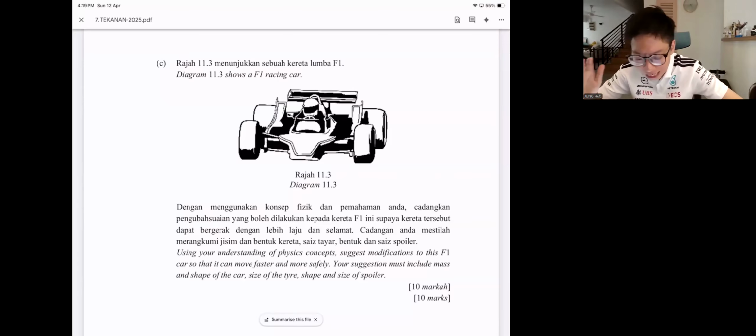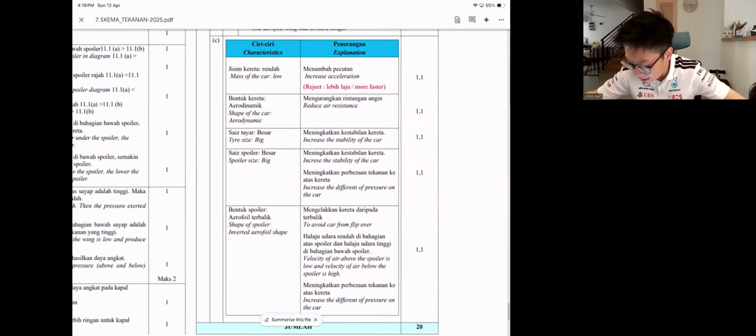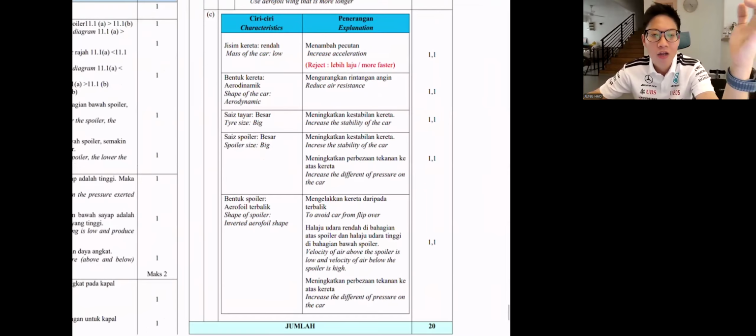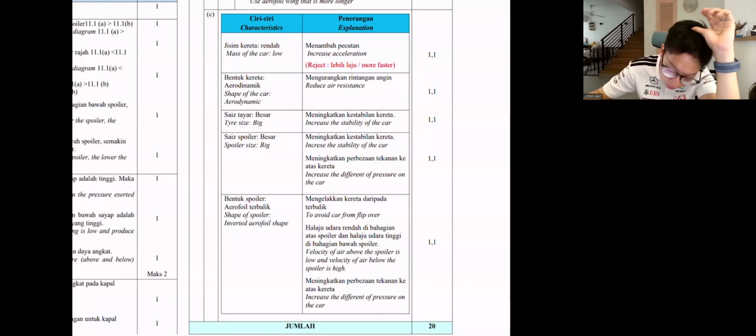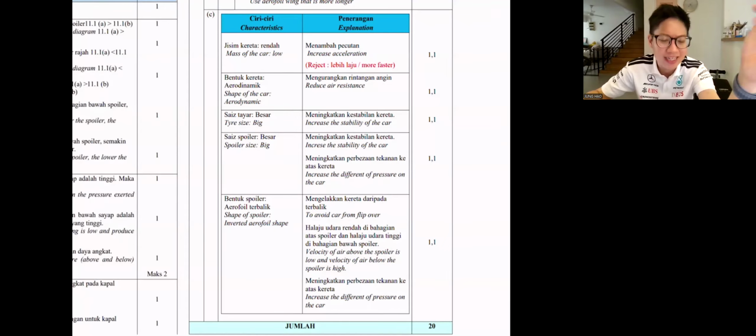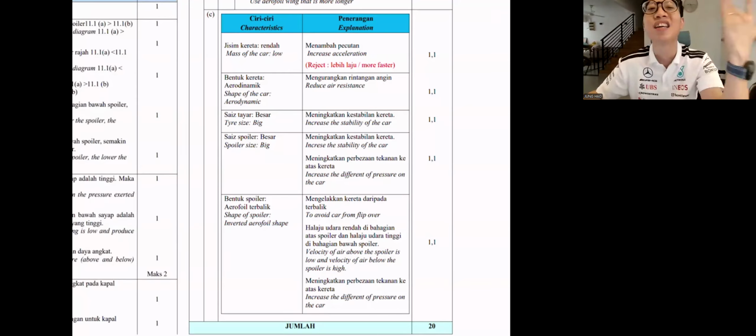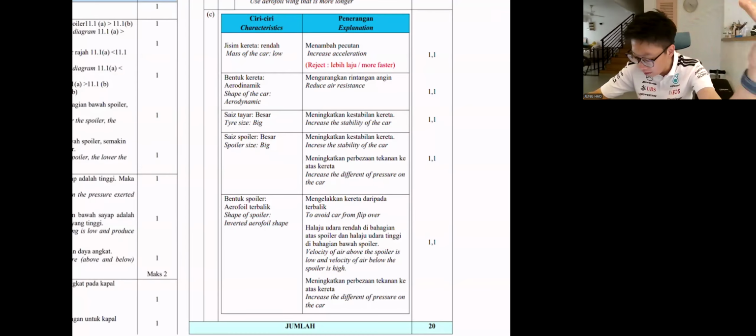Okay, so guys, we just talked about this, right? So the answer, I can share with you the answer first. You will be able to see that we have lower mass of the car, we have aerodynamic shape. By the way, more faster is the wrong answer. Then the tire must be bigger. Here you want to increase the stability of the car. Why must the tire be bigger? So stability. Or you can say increase surface area also can. Larger spoiler, increase the difference in pressure.